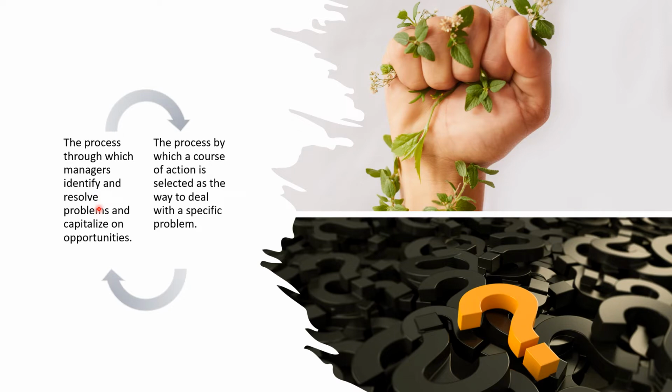We have this problem, or maybe the opportunity that the organization or the manager wants to take. When we want to solve the problems or take the opportunity, we have to go through the step-by-step of how we're going to reach the decisions, and what we need to do before we come up with the solutions. Also, we can say that it's the process by which a course of action is selected as the way to deal with a specific problem.